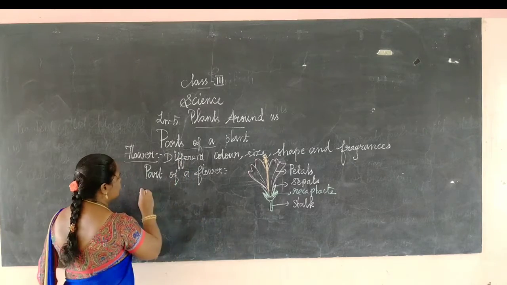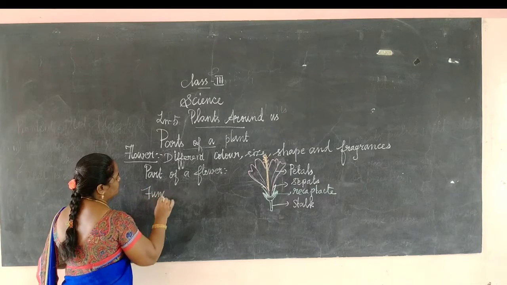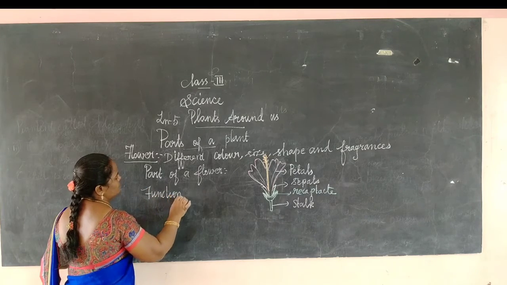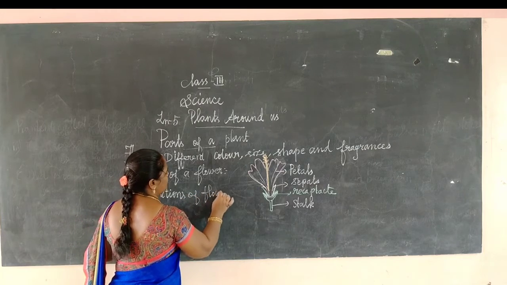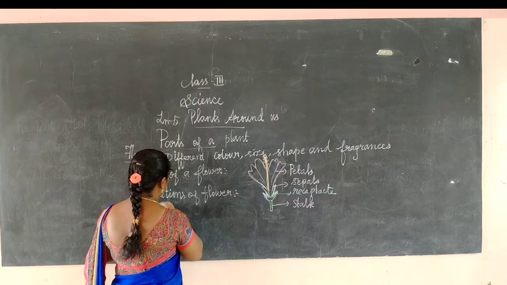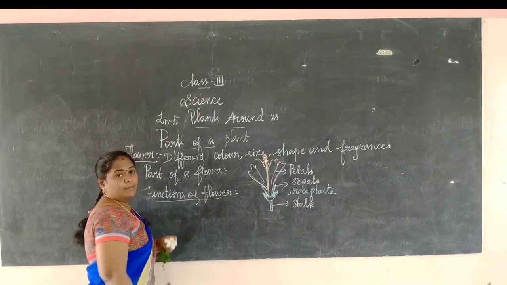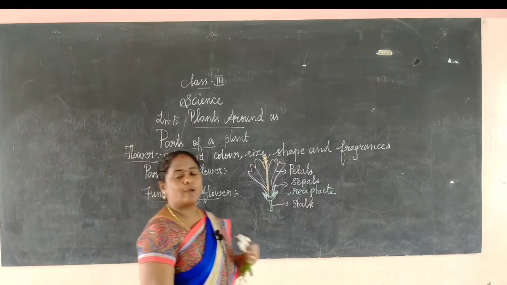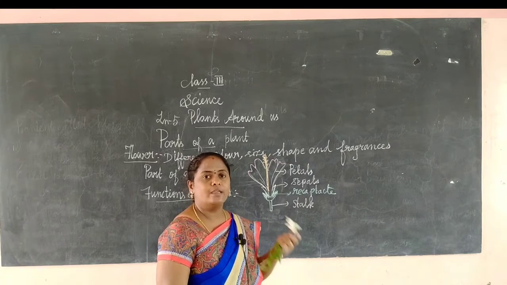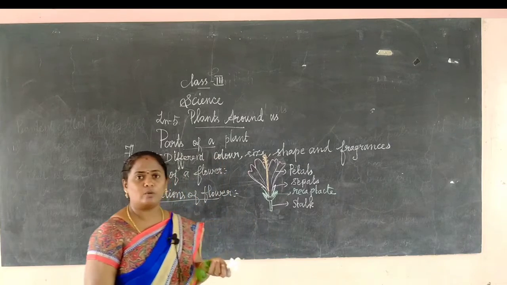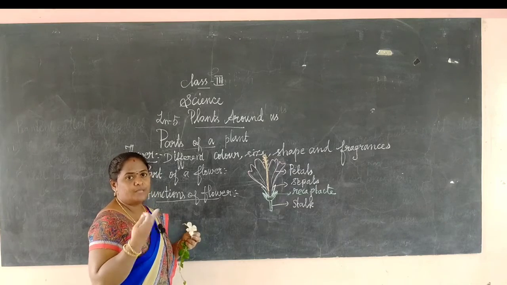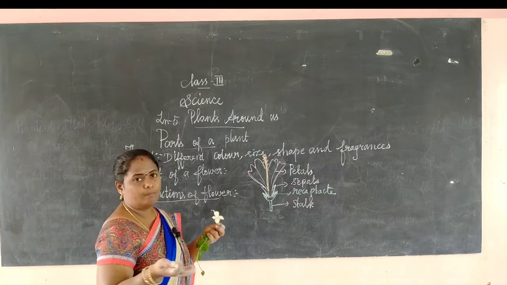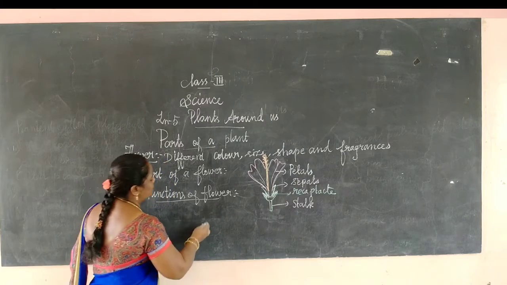And then next, functions of flower. The most important function of flower is reproduction. Okay, the flower oda most function enna reproduction. Reproduction enna idhula irundhu nama let's give another one plant or seed.